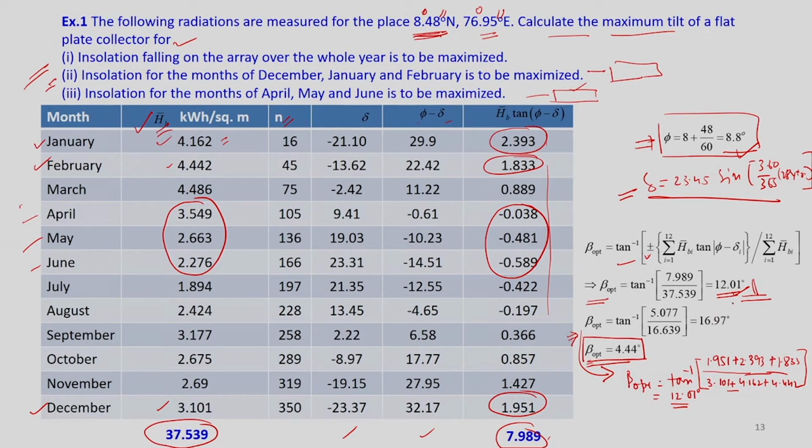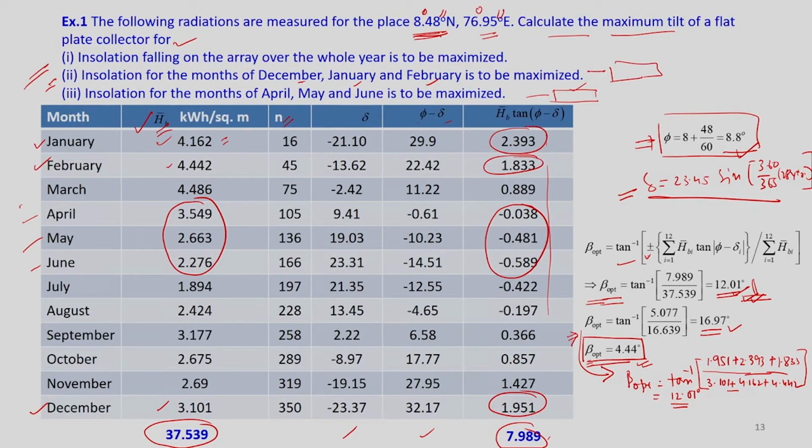So, when we are maximizing the solar radiation absorption for the entire year, then we need to keep a value of beta at about 12.01, which is the optimum value of tilt angle, which gives the maximum exposure to the solar radiation, right. And if we are targeting only December, January and February months application, then we need to maintain a tilt angle of 16.97 degree, and for summer months we need to maintain a tilt angle of 4.44.